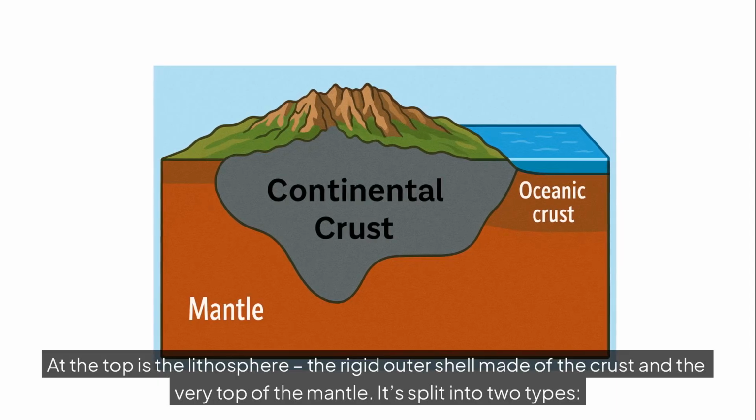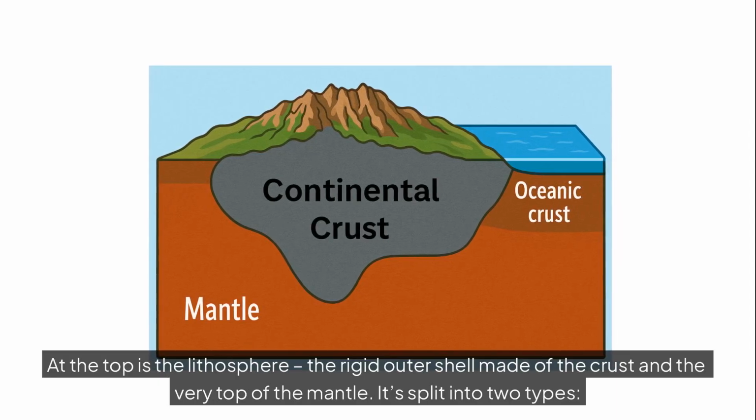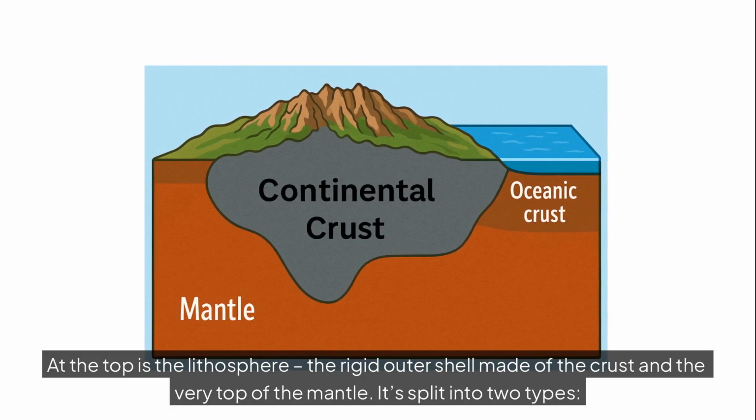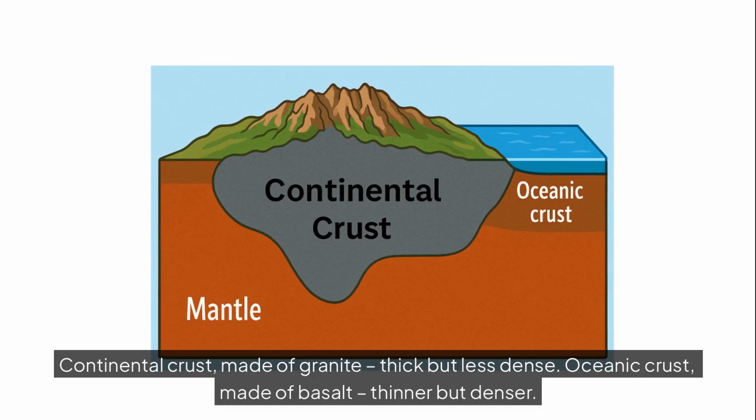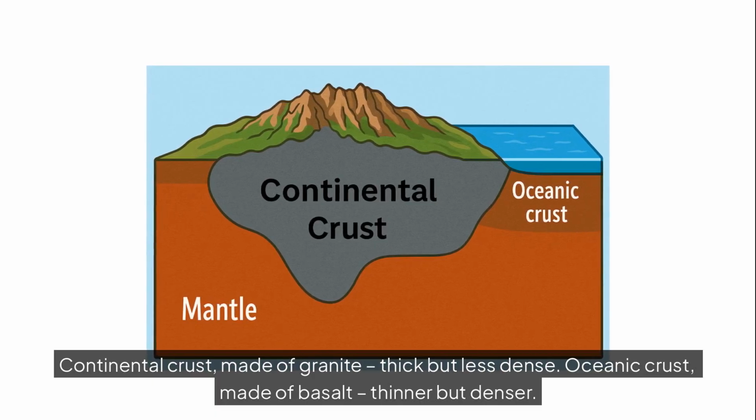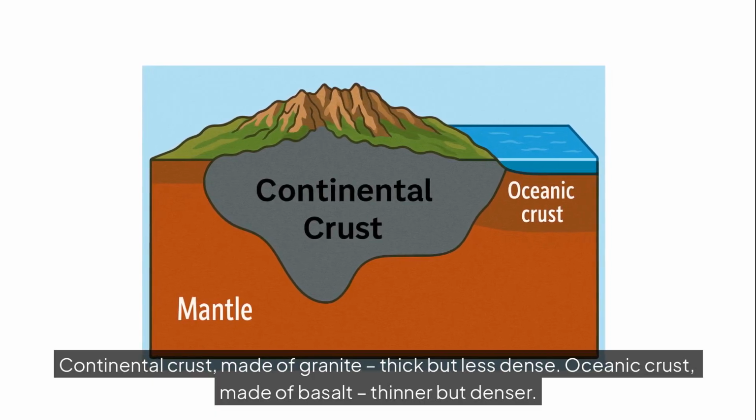At the top is the lithosphere, the rigid outer shell made of the crust and the very top of the mantle. It's split into 2 types. Continental crust, made of granite, thick but less dense. Oceanic crust, made of basalt, thinner but denser.